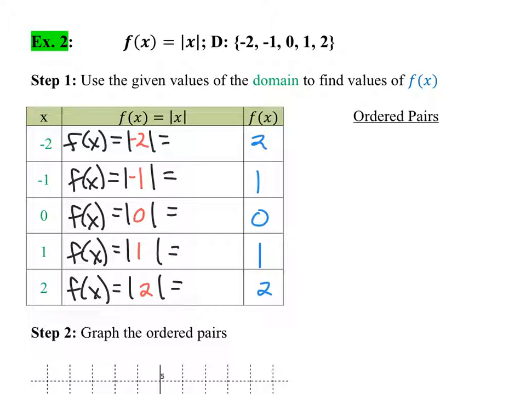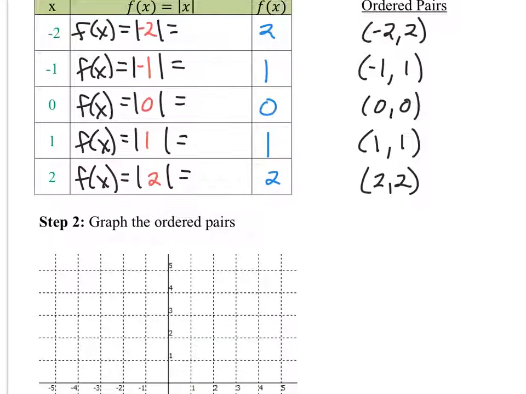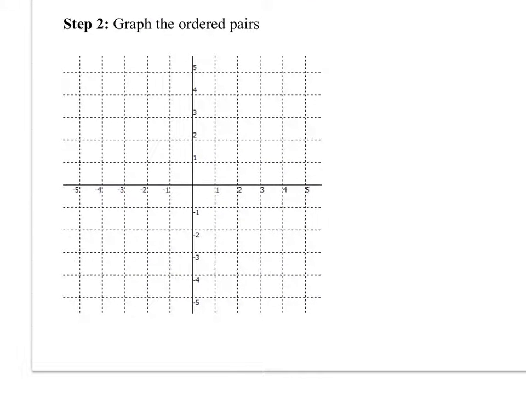So we're going to write our ordered pairs. (-2, 2), (-1, 1), (0, 0), (1, 1), and (2, 2). Then we're going to graph those ordered pairs down below.